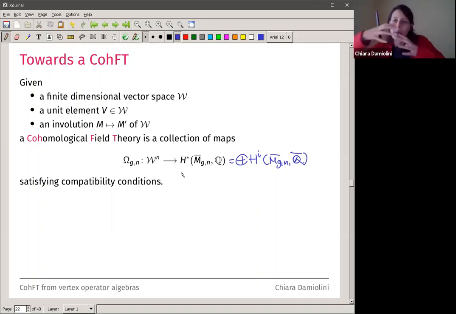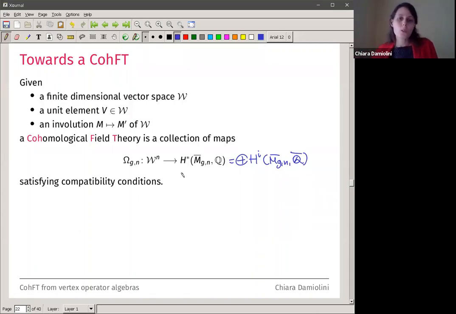And all these maps can have some relations because you have maps between different moduli spaces, for example, forgetting some points. And when these maps satisfy some compatibility conditions, this defines a cohomological field theory. And semi-simple cohomological field theories have been classified.